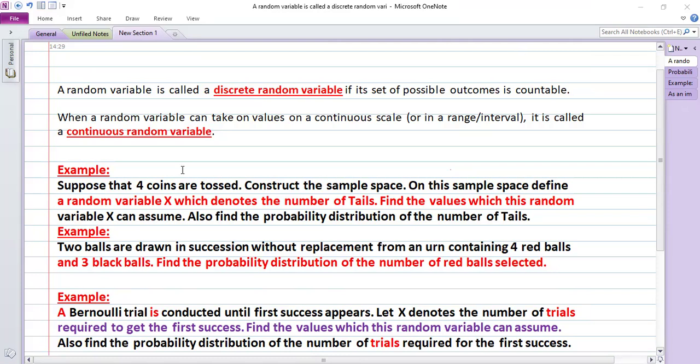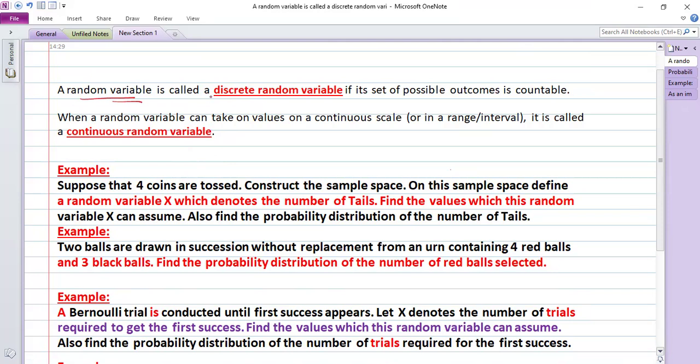So, welcome one and all. In this lecture, I will discuss types of random variable. Actually, this is lecture number 3 in the series of random variable and probability distribution.